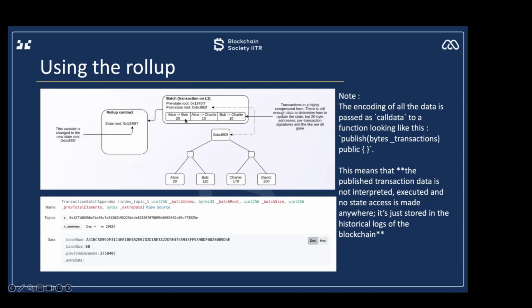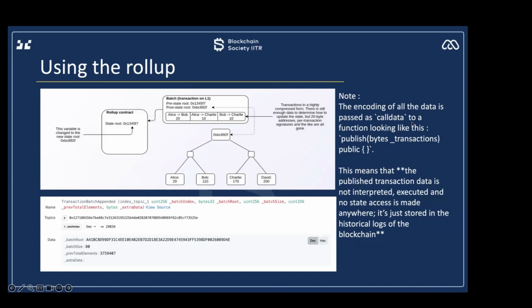So, when we are submitting this batch, one thing to keep in mind is that these transactions are in a very compressed form. This is meant to reduce the storage cost that we are incurring on the L1 blockchain. So we are trying to reduce the storage that we have to use on the Ethereum blockchain as much as possible. The note is there that the encoding of all the data is passed as call data.